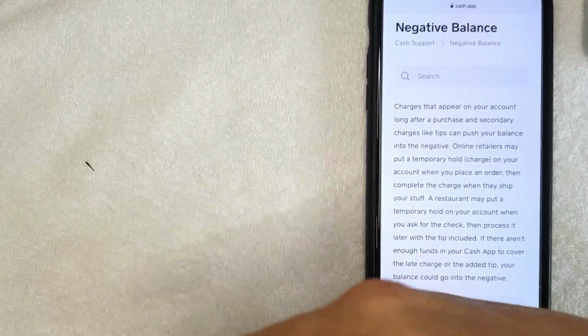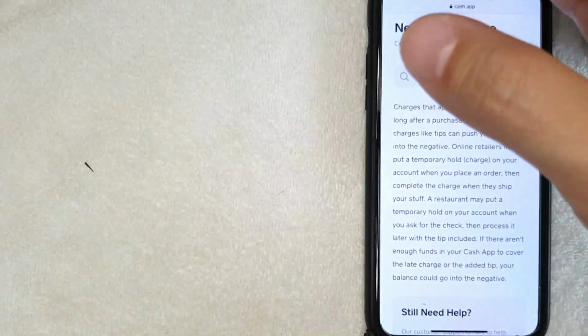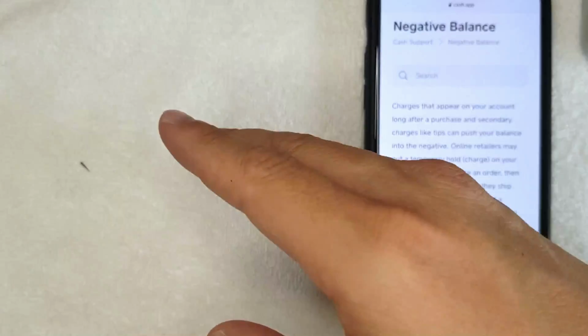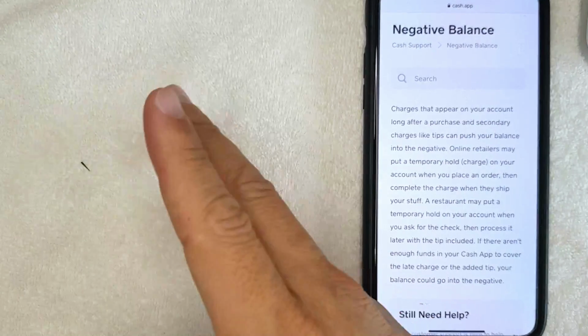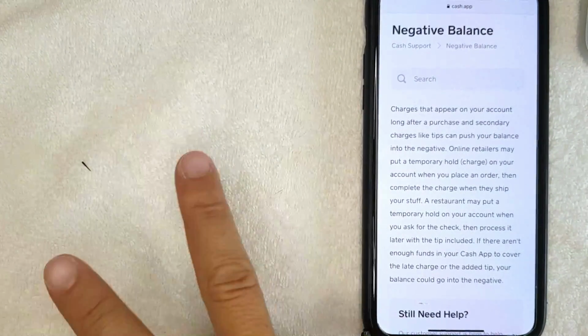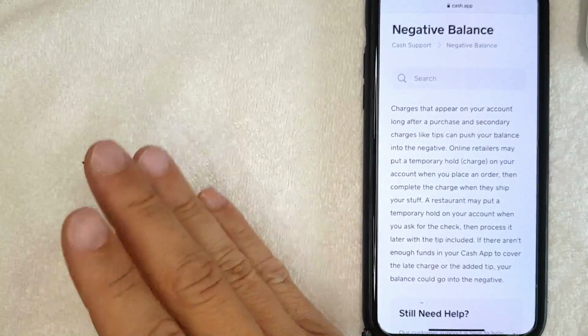They won't actually push the transaction through until the item has been shipped out. And if that shipping process doesn't happen for 2 to 3 weeks, it does give the opportunity for your Cash App to go into a negative balance. So those are 2 common reasons why you can go into a negative balance with Cash App.